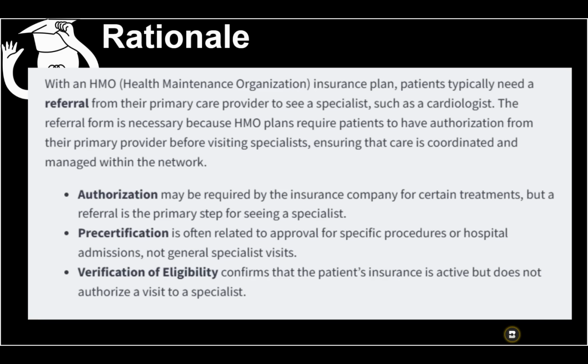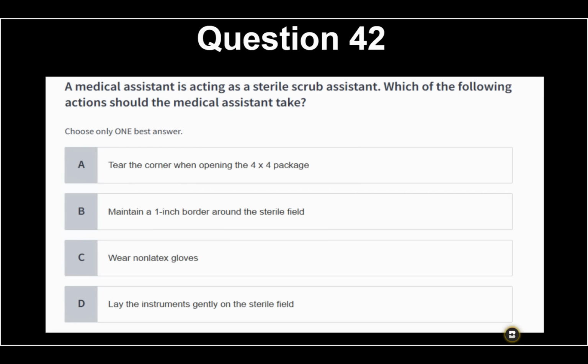Question 42. A medical assistant is acting as a sterile scrub assistant. Which of the following actions should the medical assistant take? A. Tear the corner when opening the 4x4 package. B. Maintain a 1-inch border around the sterile field. C. Wear non-latex gloves. Or D. Lay the instruments gently on the sterile field.